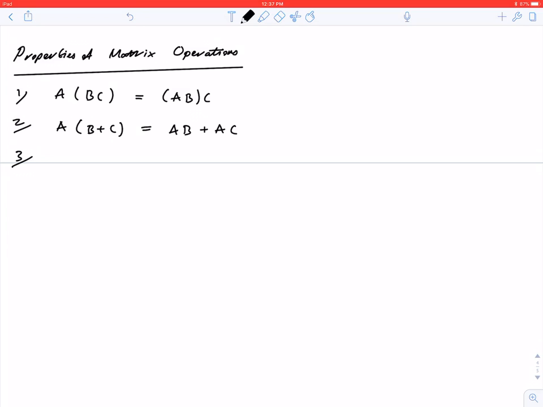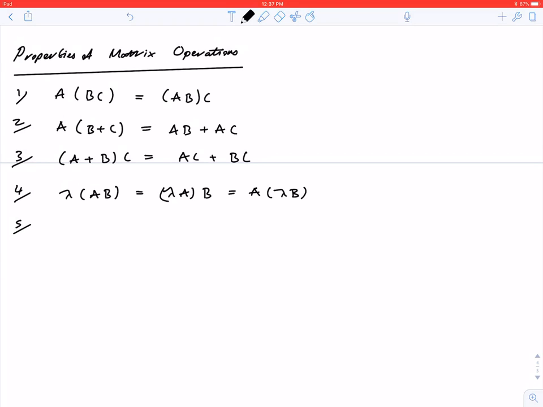Well, we also have the following. You can do it on the other side as well. That splits apart too, so it's AC plus BC. It's nice. Similarly, if I scale the product, lambda AB, that's equal to, you guessed it, you can just move the constant around freely because it's a constant.